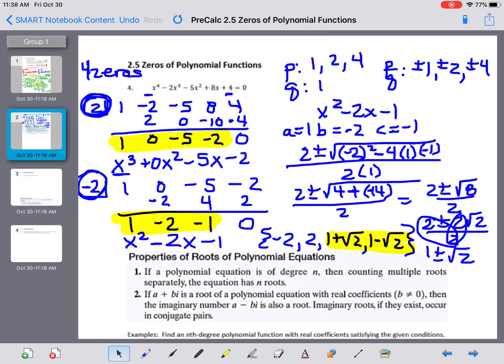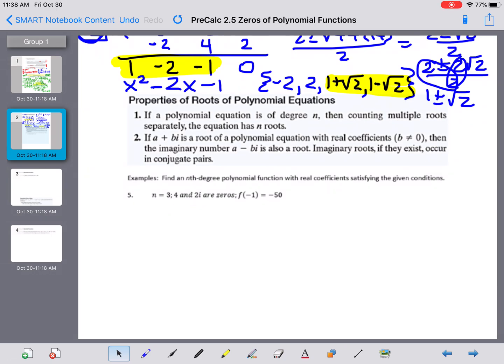All right. Properties of roots of polynomial equations. So if a polynomial equation is of degree n, then counting multiple roots, you get n solutions. We've already been going over that. We've been saying that since we started the first problem. Whatever the degree is, that's how many answers you should get. And we keep in mind, they could be rational, they could be complex, they could be irrational with radicals. They could repeat, so you could get the same thing.